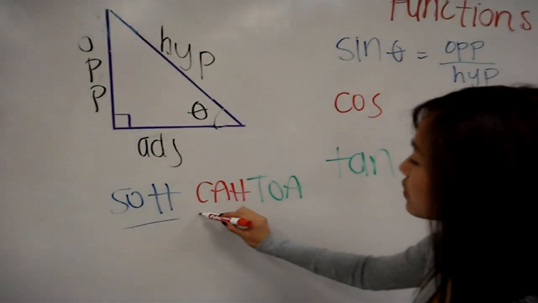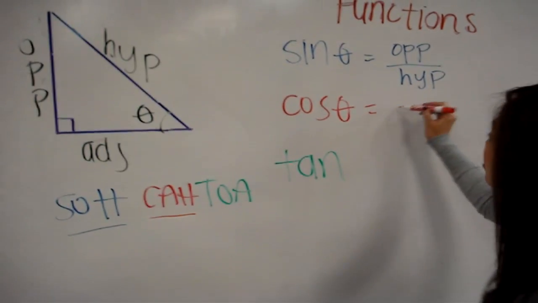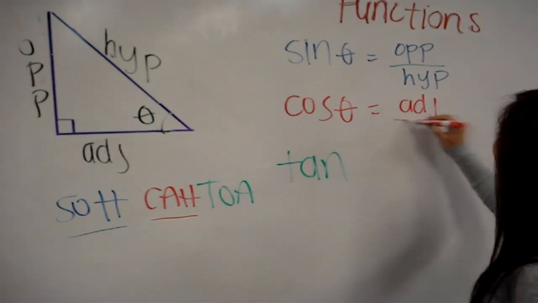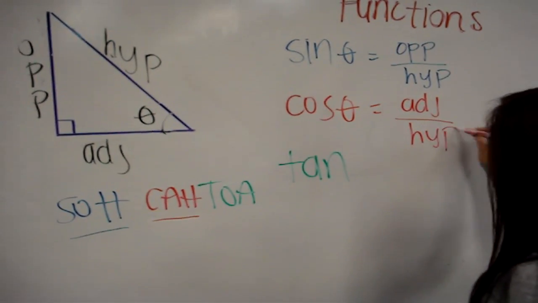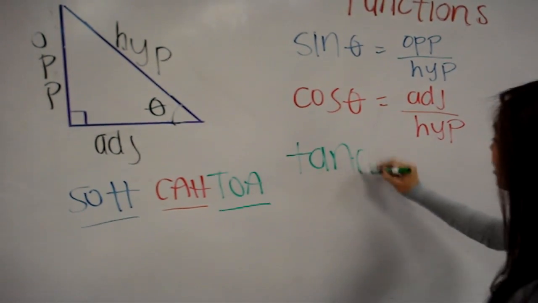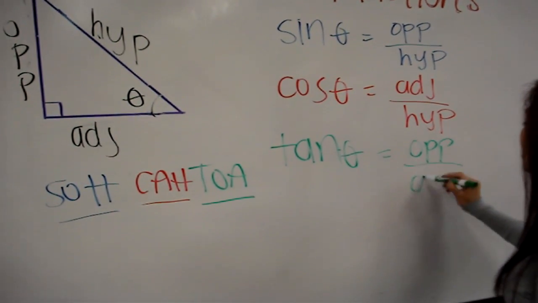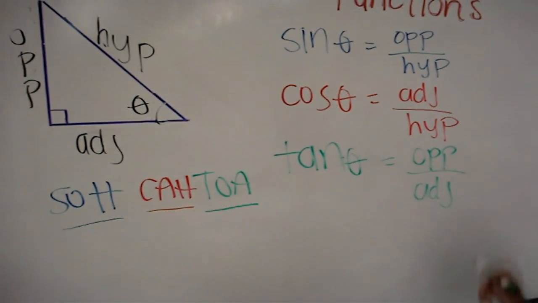The C stands for cosine, meaning cosine of theta would equal the adjacent side over the hypotenuse. The T stands for tangent, so tangent of theta would equal the opposite side over the adjacent side.